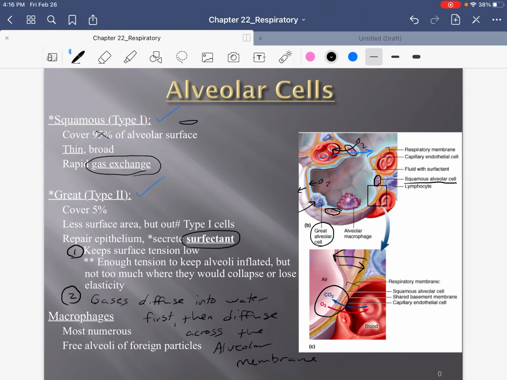Ew. Excuse me. Excuse me. I don't like winter so much. It's having a negative effect on my body. Coughing. Joke.